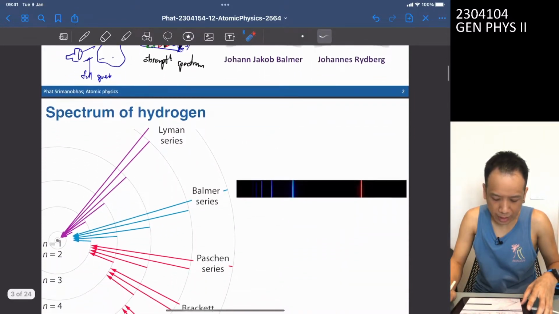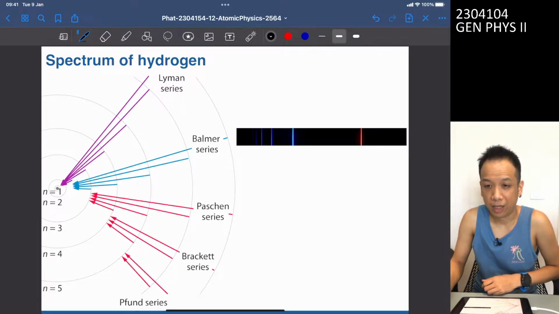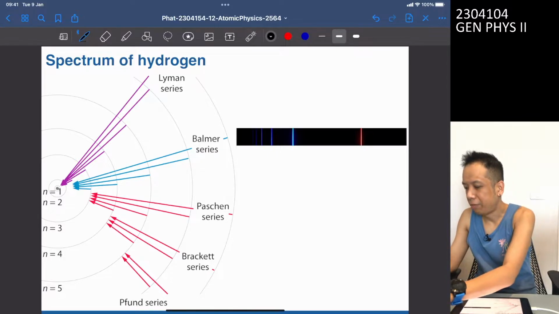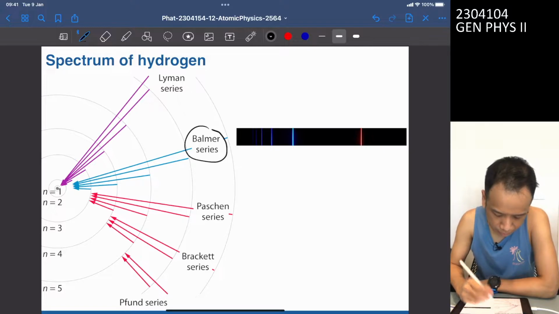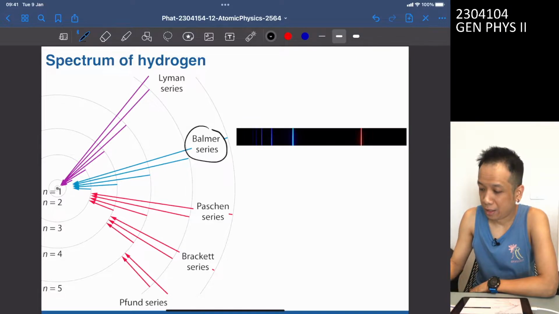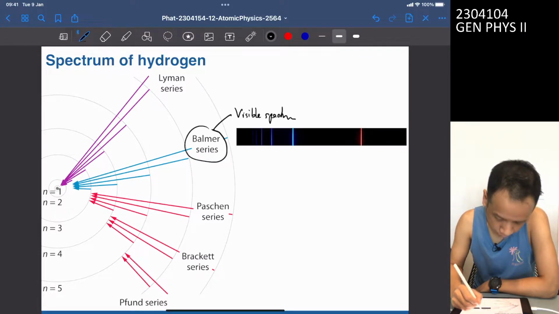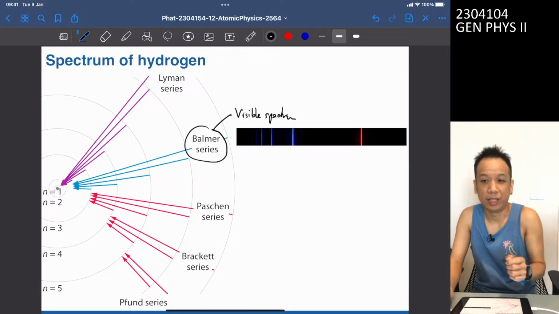The story starts with Balmer. Balmer tried to formulate a formula that explains the spectrum from the hydrogen atom. Why do we start with Balmer? Because Balmer's spectrum deals with the visible spectrum. So it should be the first thing that we talk about, right? Because you can see it.